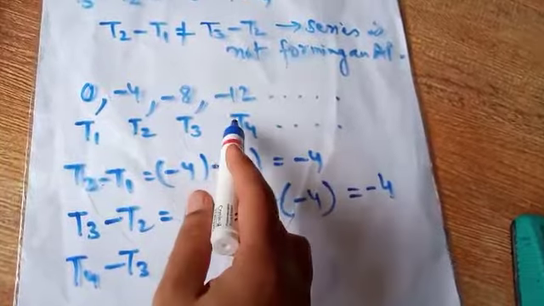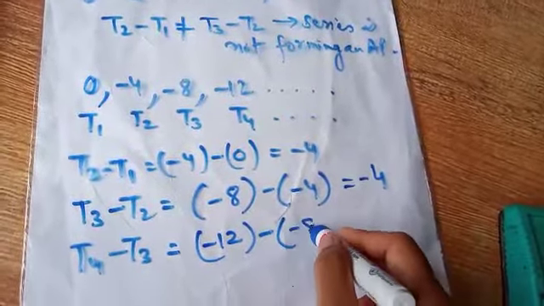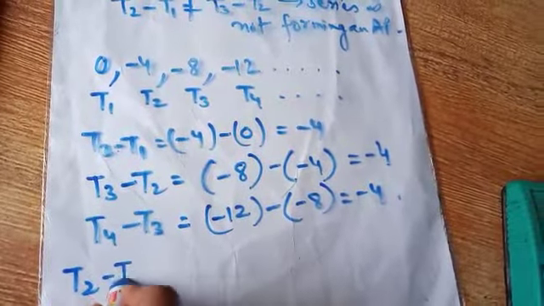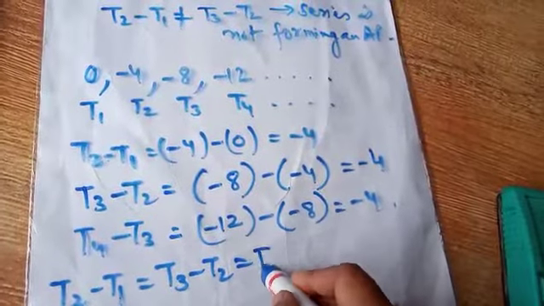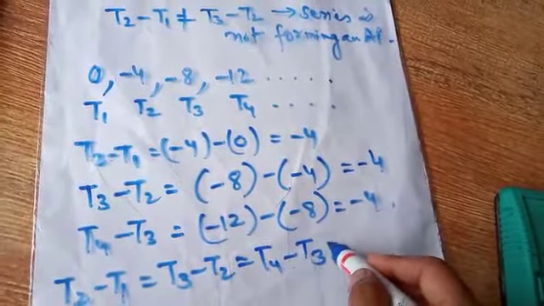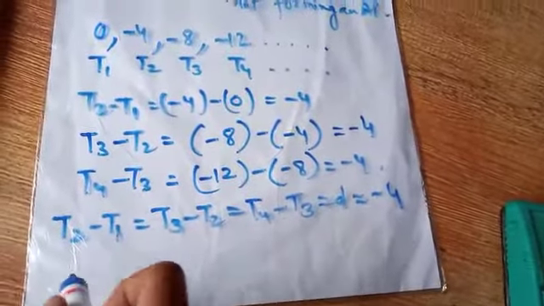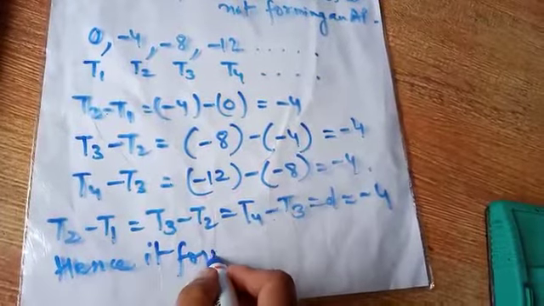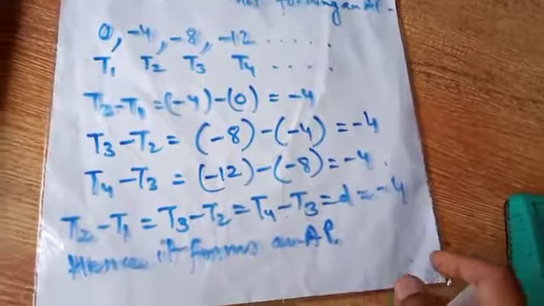I'll check one more, T4 minus T3. So that will be minus 12 minus of minus 8, and that makes it minus 4. So I can write that T2 minus T1 is equal to T3 minus T2 is equal to T4 minus T3, and that is equal to d, which is a constant term, minus 4. Hence it forms an AP.